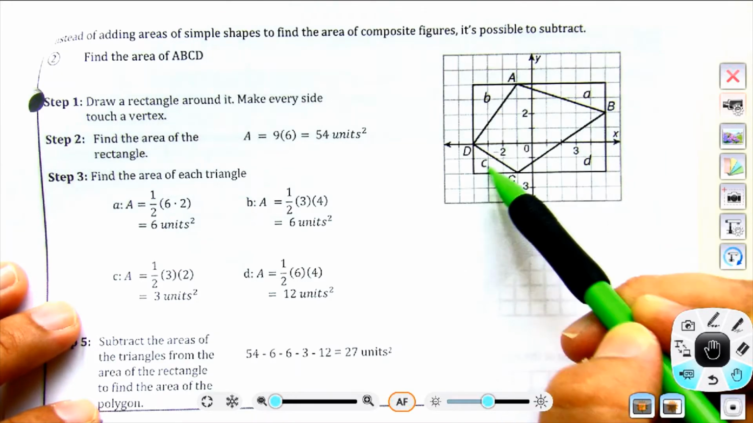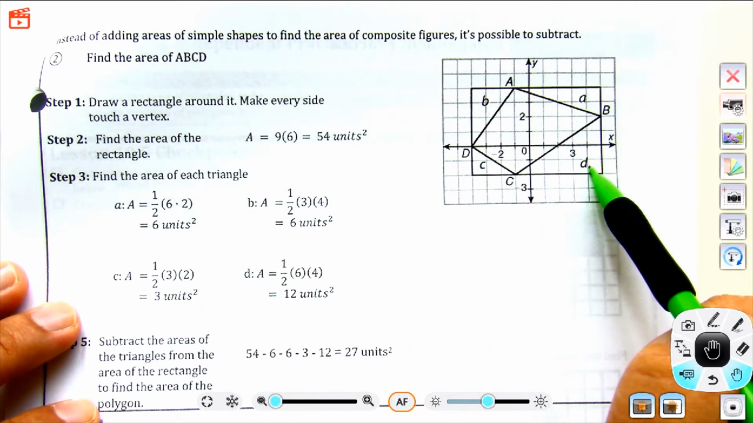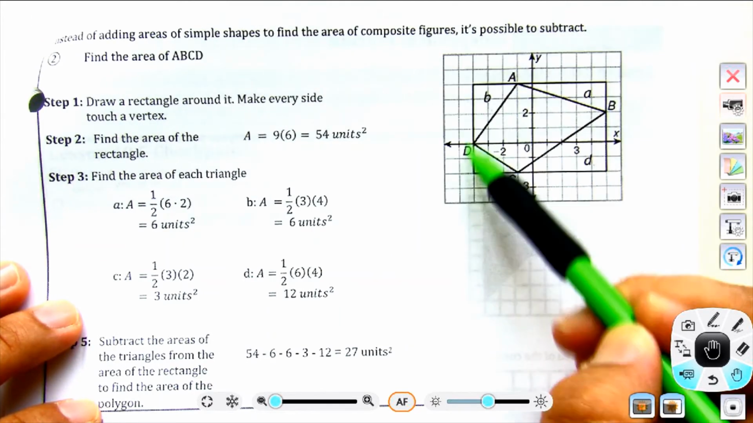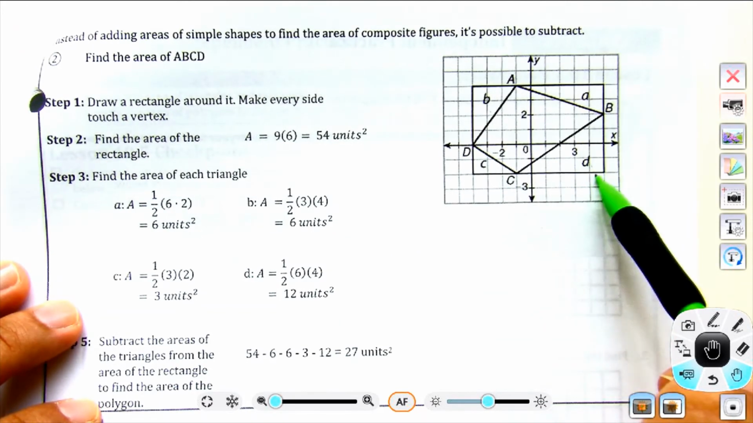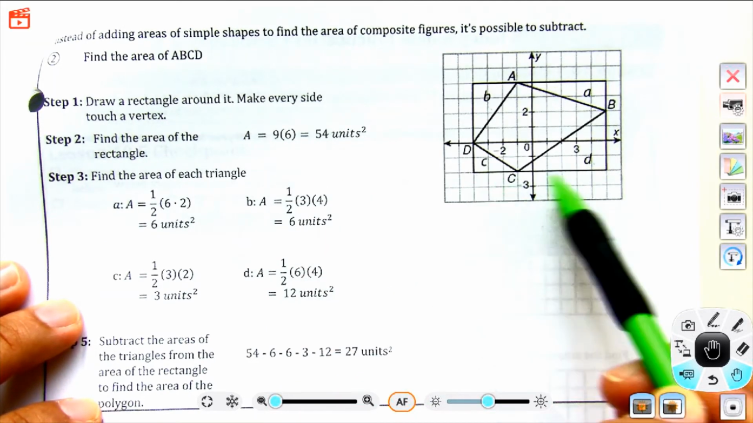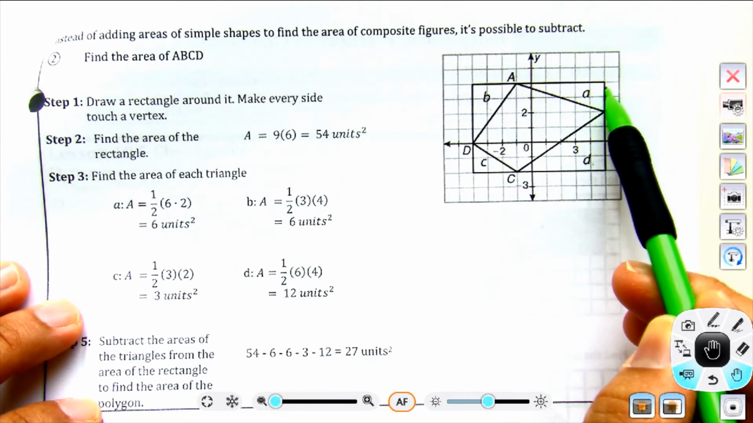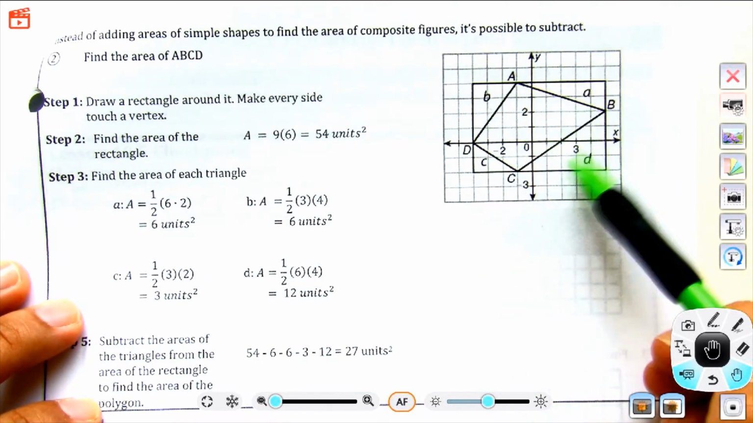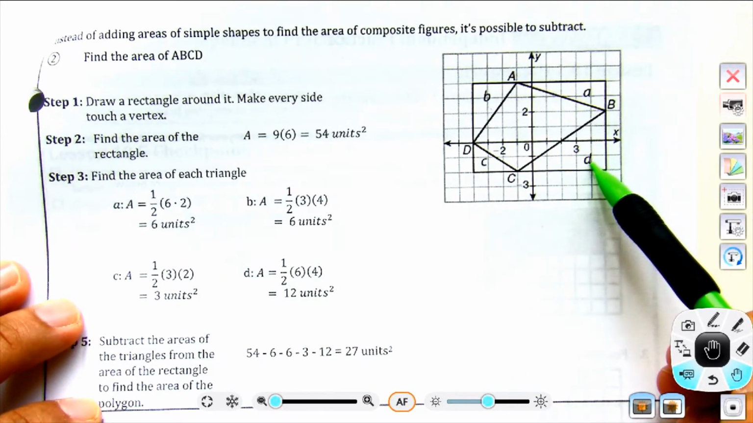So what we could do is find the area of the entire rectangle, and again that is the base times the height, and they counted 9 times 6, and they got 54. So the area of this entire piece is 54. But we don't want to find the area of this entire piece. We only want to find the area of this shape right here.